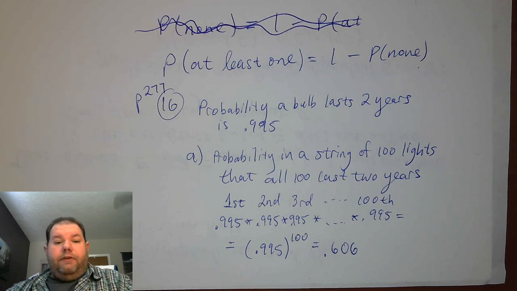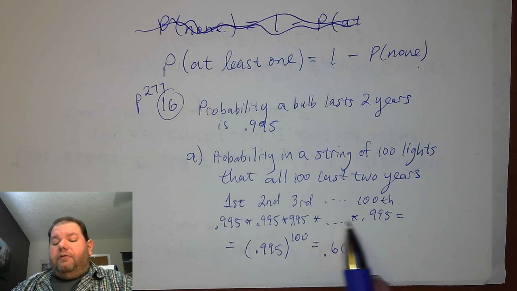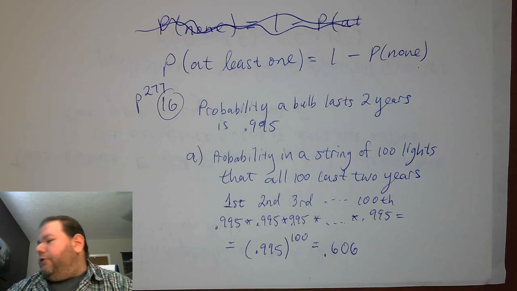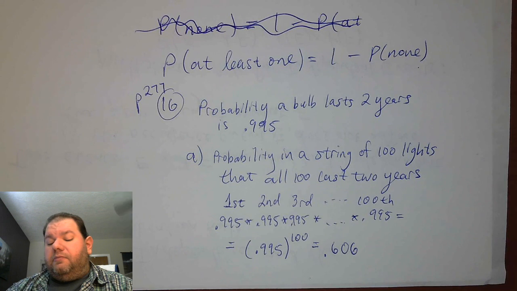So for these problems, it's useful to make sure we understand how to use this exponent button on a calculator, and how the exponent is connected to the repeated multiplication like we see here. Hopefully that's something everyone's familiar with, but let me know if it's not. So there's a little bit better than a 60% chance this entire string of lights makes it all 2 years. There's a fairly good chance that one of them's going to fail, it sounds like.